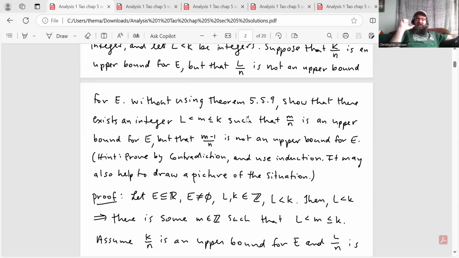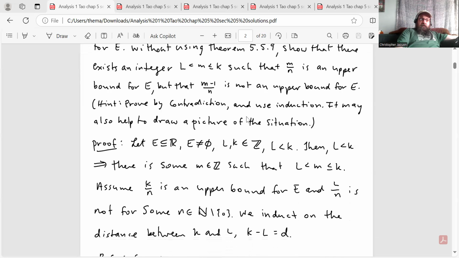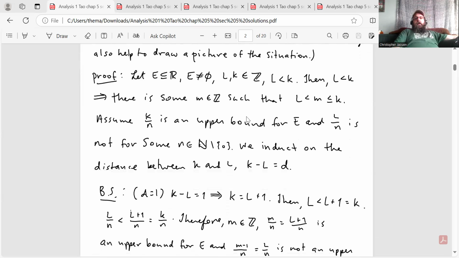So that's like circular reasoning, right? So we want to do it without that. Anyway, let's get to my proof. Let E be a non-empty subset of the real numbers. Let L and K be integers where L is less than K. Then L less than K implies there's some M in Z such that L less than M less than or equal to K. That's just a property of integers, right?